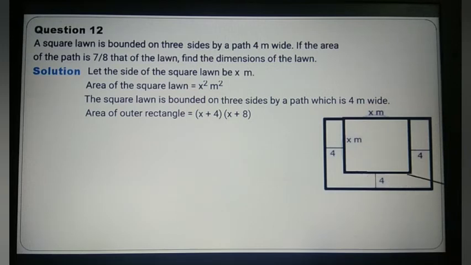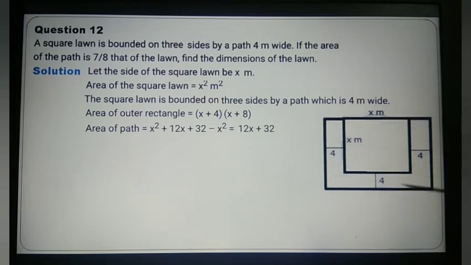So from here to here is x, from here to here is 4, and from here to here is 4, so 4 plus 4 is 8. So this and this give me x plus 8. Okay, so this is x plus 4 and this is x plus 8. So that's why the area of the outer rectangle will be x plus 4 into x plus 8. Is that clear?